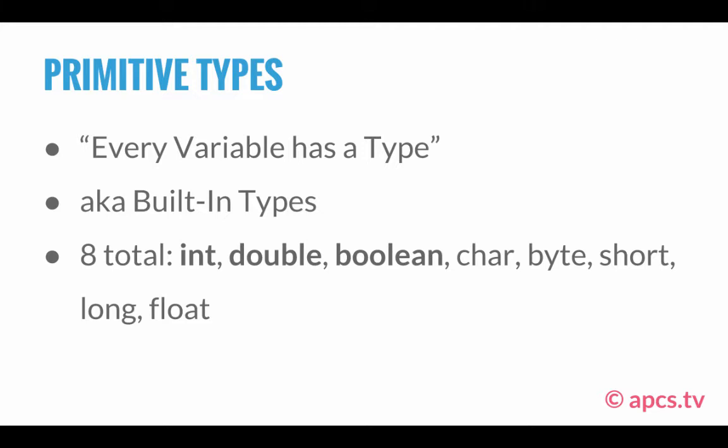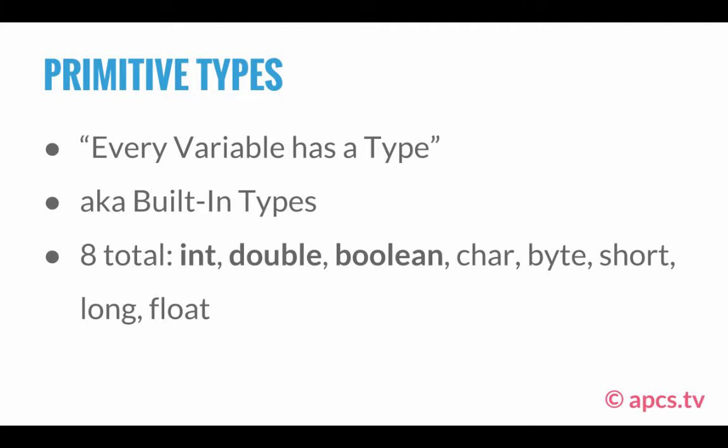We went over variables and how variables are simple and that they store values, but we also went over that each variable has a type, whether it be a number, text, or a true or false value. And primitive types are those types that the variable has. And primitive types are also known as built-in types. And there are 8 total primitive types: int, double, boolean, char, byte, short, long, and float.